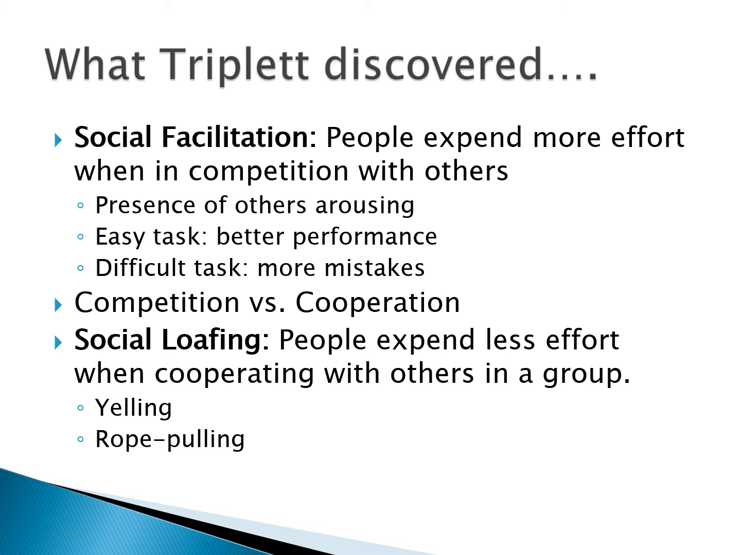This is the same with pounds per inch when pulling on a rope. So it's really interesting to note that when we're in competition with other people, we tend to expend more effort, and when we're working with other people, we tend to expend a little less. So that's an interesting set of social psychology phenomena, and you can see how that simple initial task of reeling in a fishing line can get a little bit more complex once you add things like whether the task is easy or difficult, or whether you're competing or cooperating.